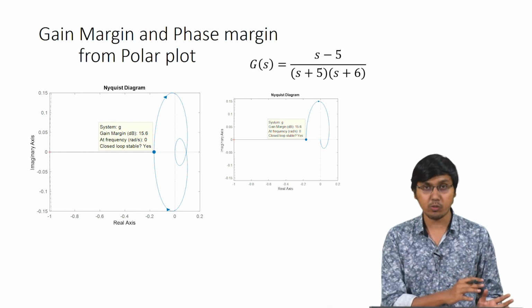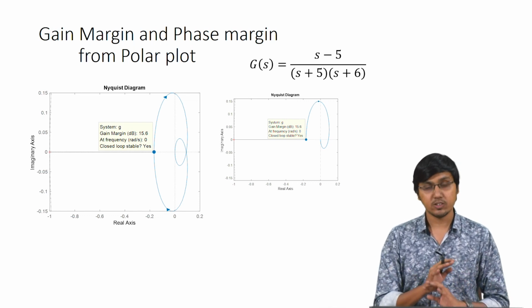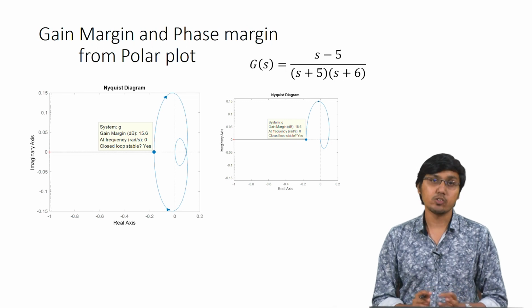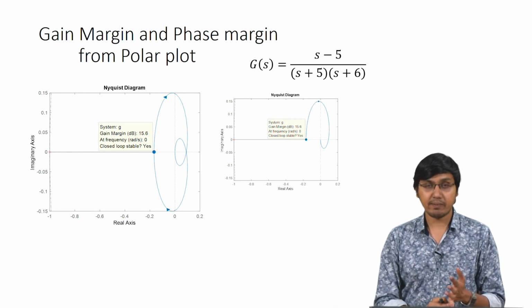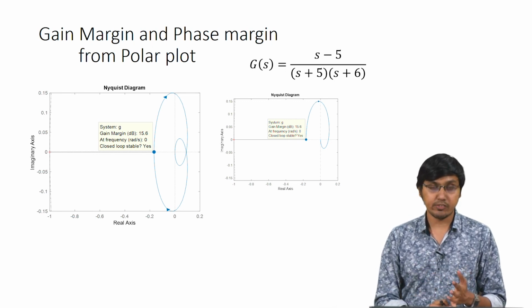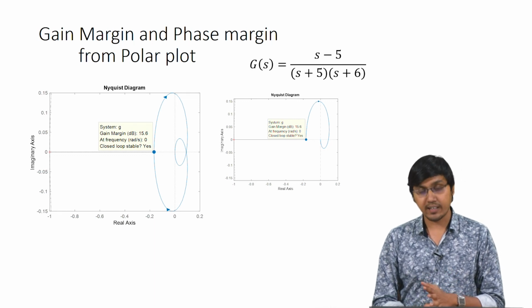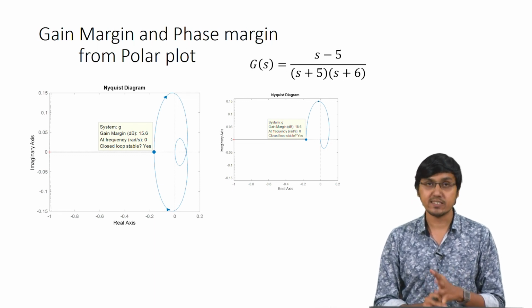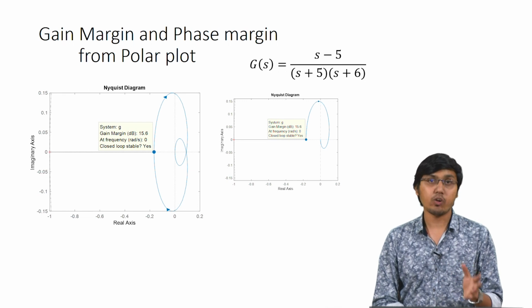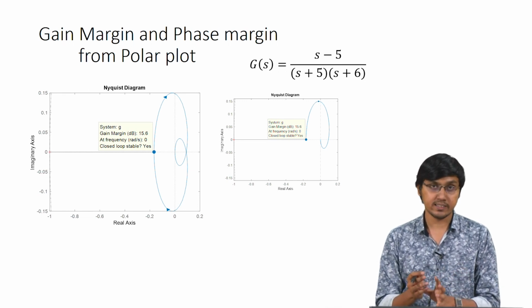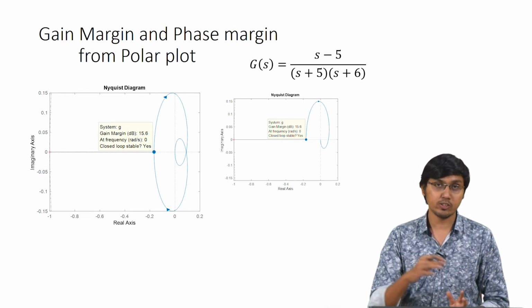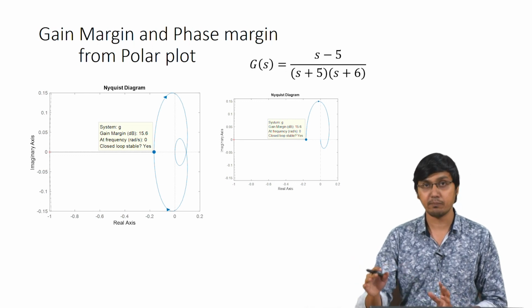If you understand the Bode thing, the same concept you apply here. So basically you ask only two questions. The first question: at minus 180 degree, which we call the critical frequency, what is the magnitude, and by what scalar I have to multiply this magnitude so that I get a gain of 1. So this is the gain margin.